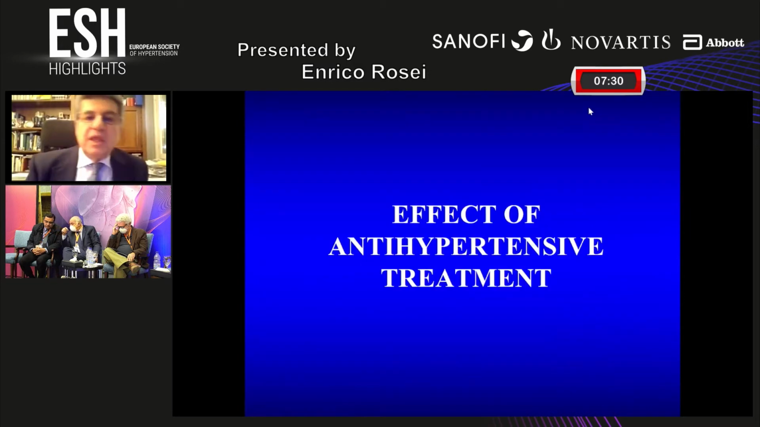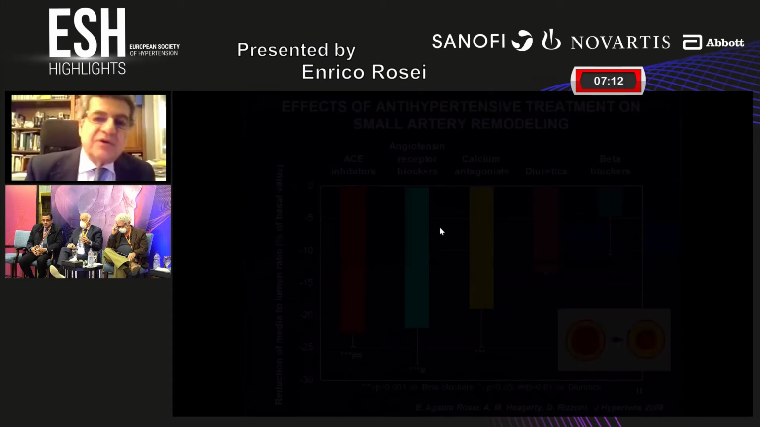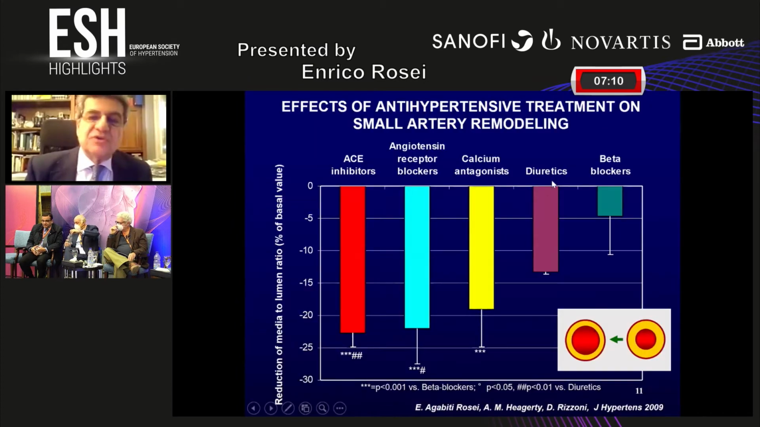Well, on the other hand, this structural alteration can be reversed more or less by antihypertensive treatment. We and others have observed that RAS blockers and calcium antagonists are more effective than diuretics, and possibly also than beta blockers, although only atenolol has been evaluated in this study. So the most effective drugs are RAS blockers and calcium antagonists.